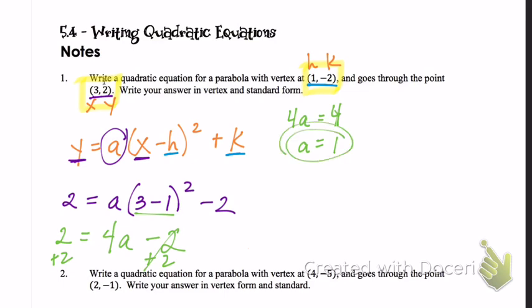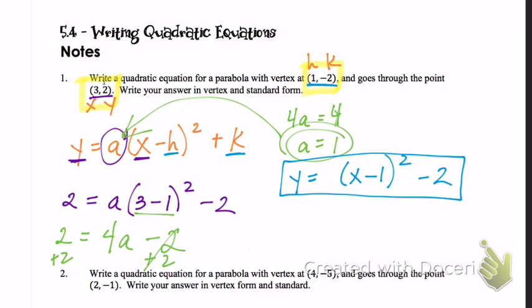So once you have this piece of information, you want to go back and plug it into the original, and you want to write the completed formula or equation into vertex form. So that would be Y equals A, which is just 1. So you can either put a 1 in front or you don't have to. X minus 1 squared minus 2. And I'm going to erase the 1 because I don't like having a 1 out in front. So Y equals X minus 1 squared minus 2.